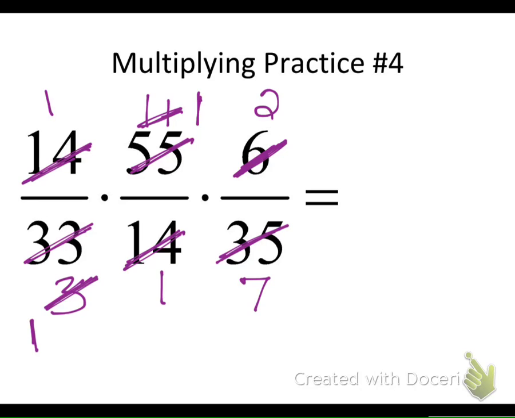Now, multiply our numerators together. What's 1 times 1 times 2? So 1 times 1 is? And then 1 times 2 is? So there's my numerator. Then what's 1 times 1 times 7? 7. And then box your answer.